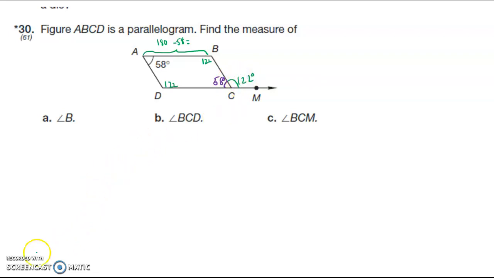Now let's see what they want us to find. Angle B, we did it, 122. C, D, 58, because these are the same and those are the same. BCM, which is over here, is 122.